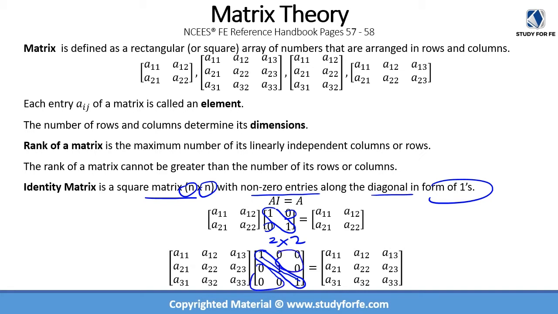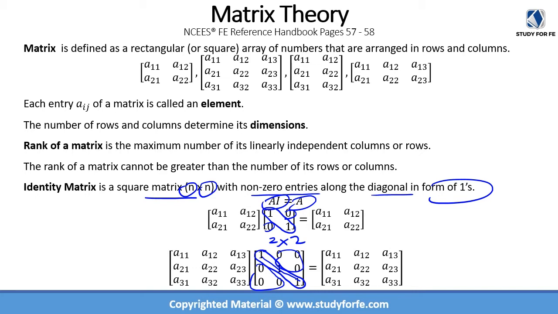So what is the significance of an identity matrix? When you multiply any square matrix with the identity matrix, it will result back in the same square matrix. And we are going to discuss multiplication of matrices in this lecture in quite a bit of detail. So we'll come up with some practice problems and examples. So don't worry about that.